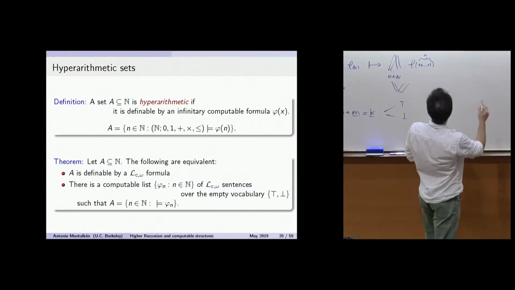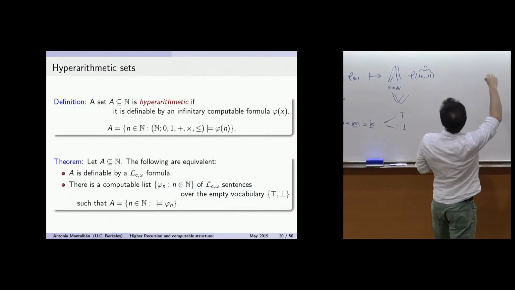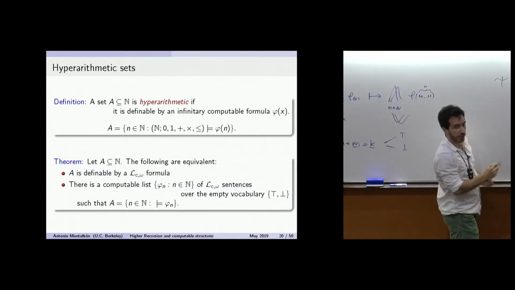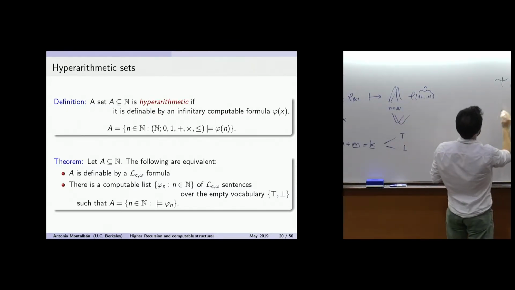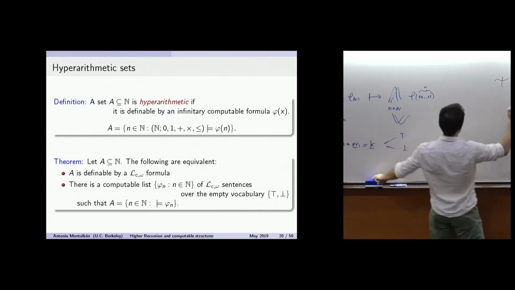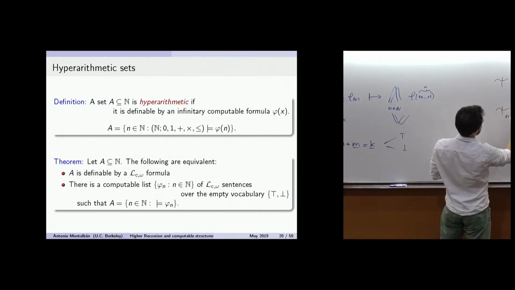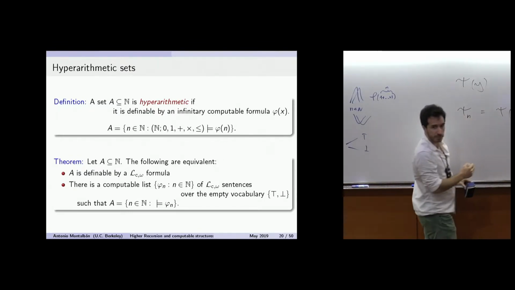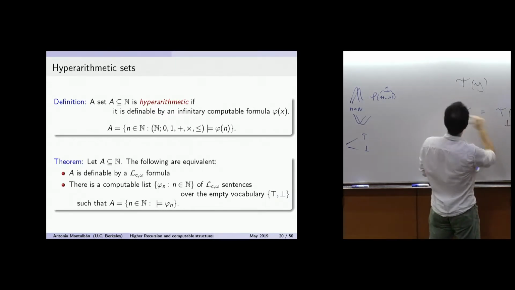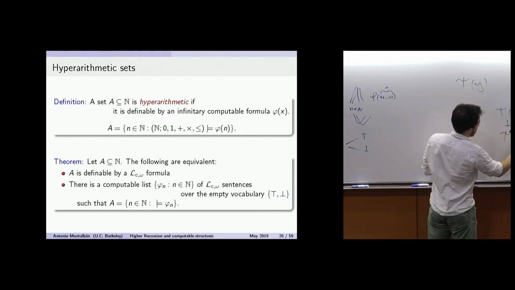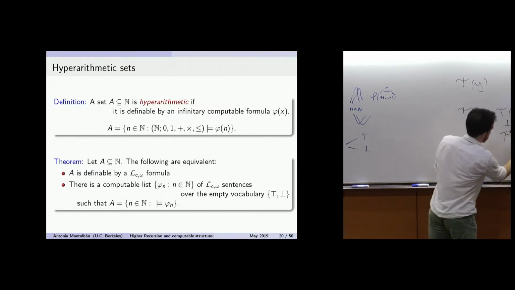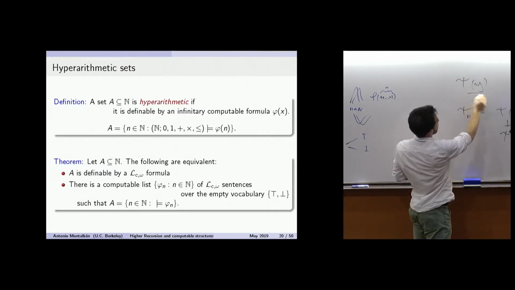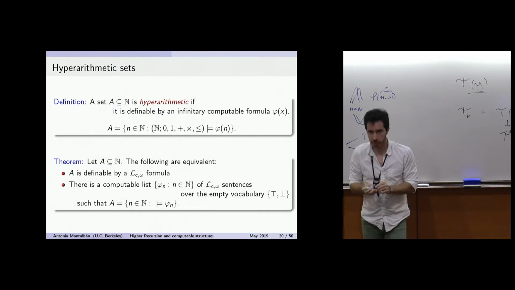So when you're going down, you started with a formula psi of y. You're going to do this transformation, and the first thing you do is take psi n to be psi of the constant n, for each n. And then you transform this one into psi star of the variable. So you started with one with a variable, and then you replace it.